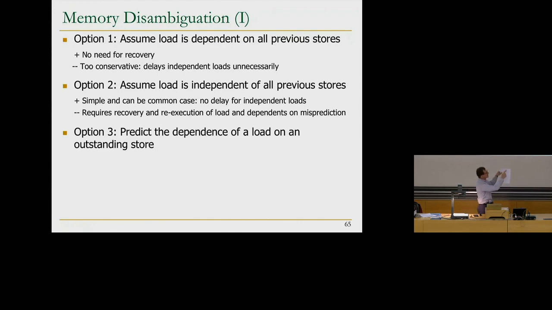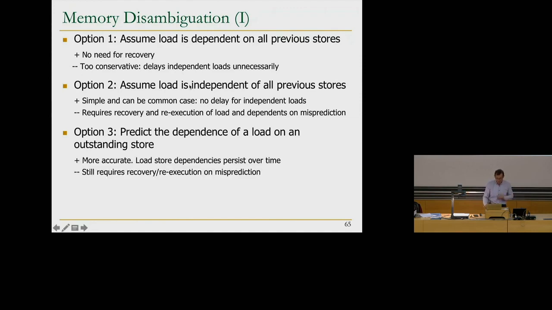When the store computes its address, it needs to check whether there was a load that actually assumed it was independent of the store. So that's a mess. Basically, it requires recovery and re-execution of the load. Existing machines actually flush the pipeline whenever they're wrong.